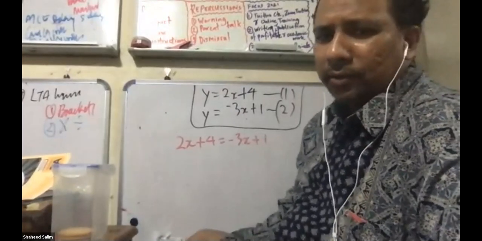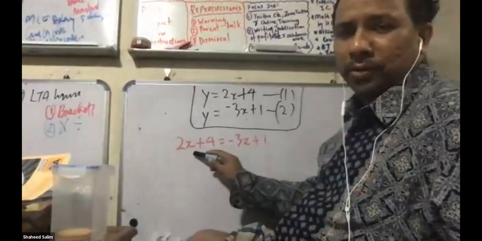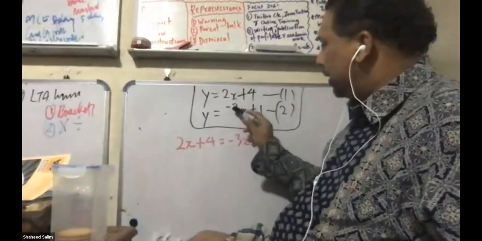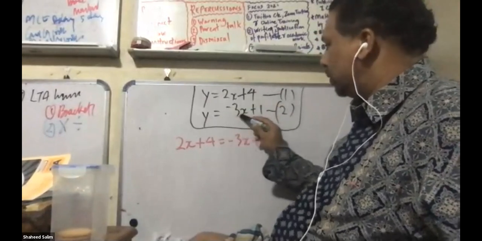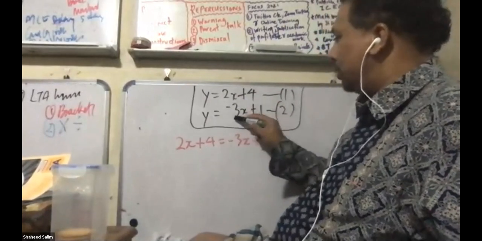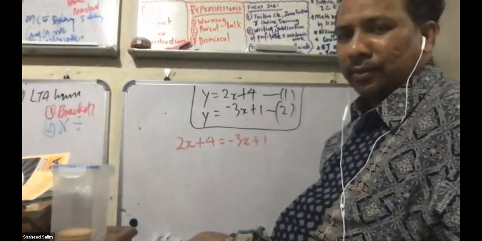Not okay. Shafi, you understand this one? This y is equal to this. Y is equal to this. Therefore, this must be equal to this. So I put it here.